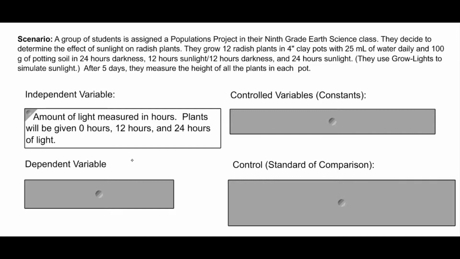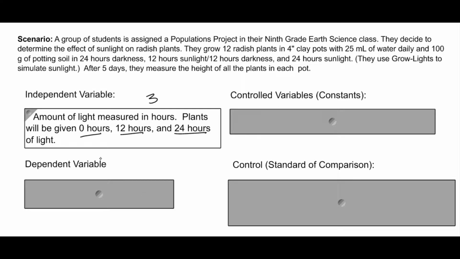Do you remember earlier where I said you had to define it? So notice I said the amount of light measured in hours. I'm clearly defining that independent variable, and I'm also providing 1, 2, 3 levels to my independent variable. This is an example of 3 levels. In your experiments, you need to have a minimum of 3 levels. So in this case, the levels were the amount of light that was given.